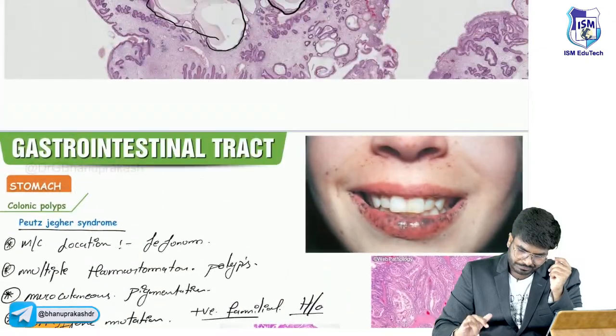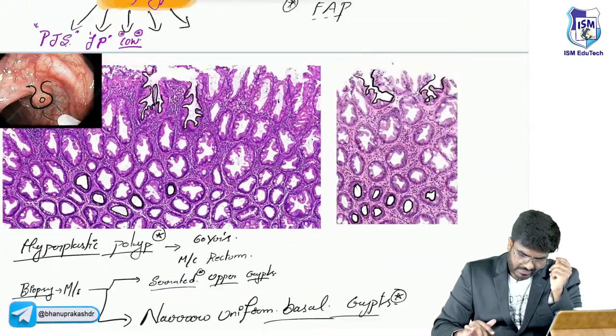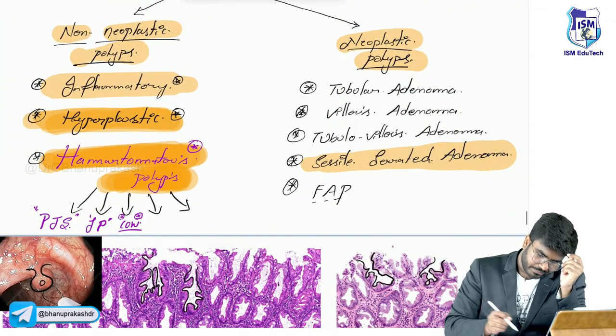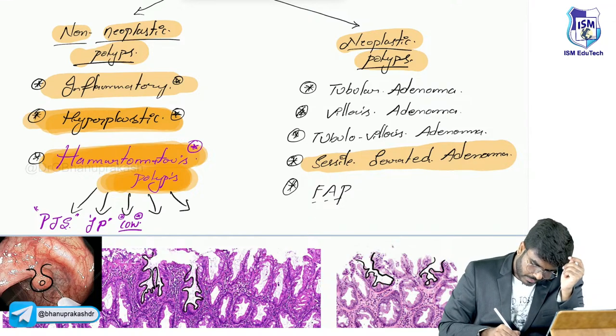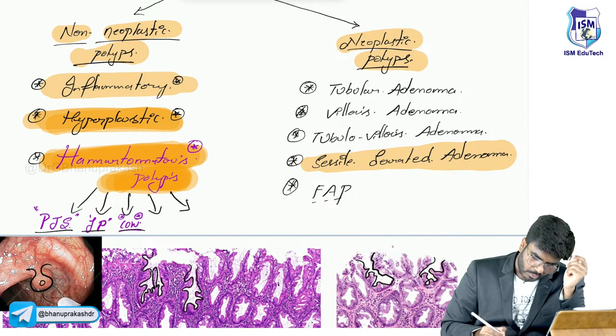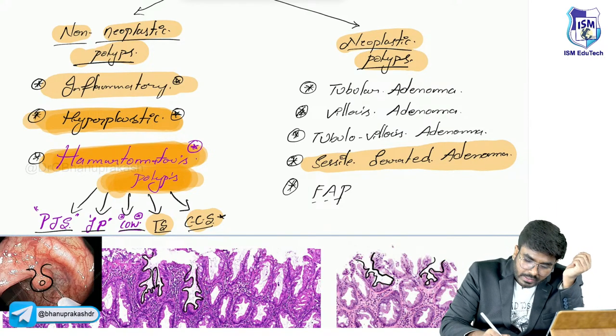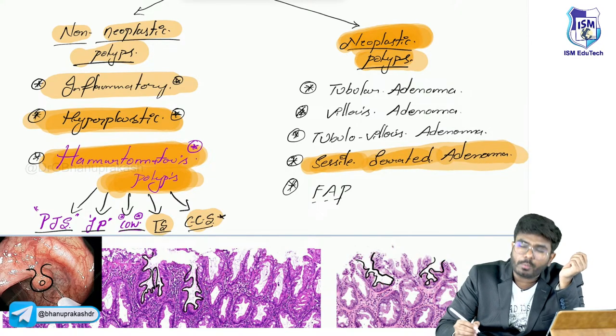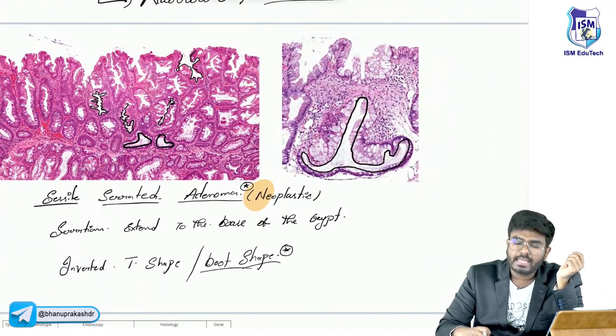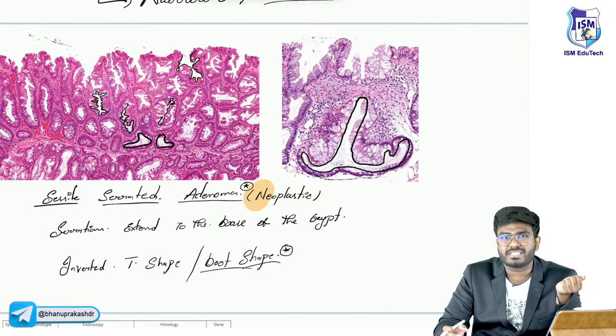Now, let's come to the classification ones. So all these are completed. Let me write here. Peutz-Jeghers syndrome, juvenile polyposis, Cowden syndrome, tuberous sclerosis, as well as Cronkhite-Canada syndrome. All these are examples of hamartomatous polyps. Now, in neoplastic polyps, I have already discussed the sessile serrated adenoma, where an inverted T shape or boot shape is going to be seen.